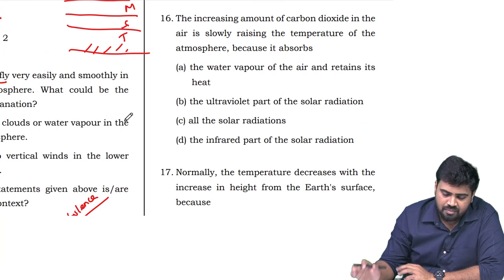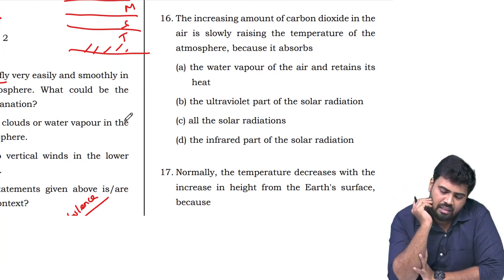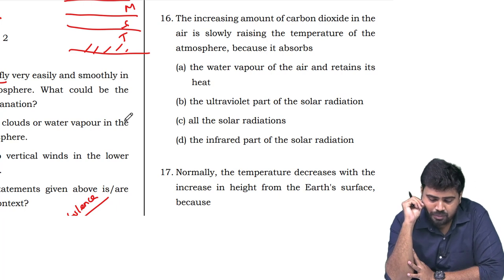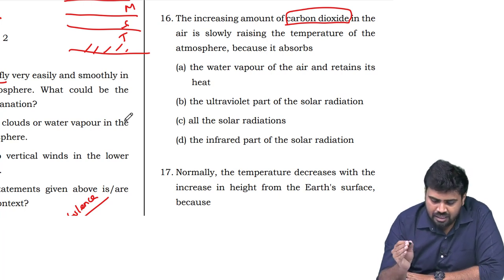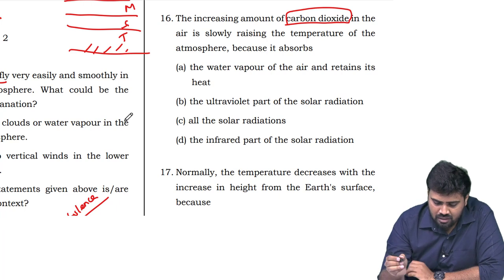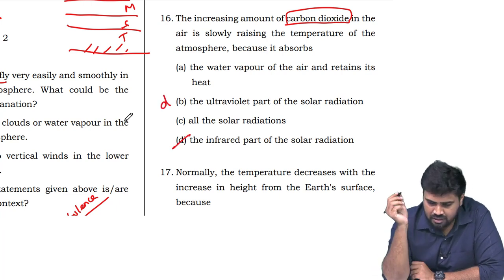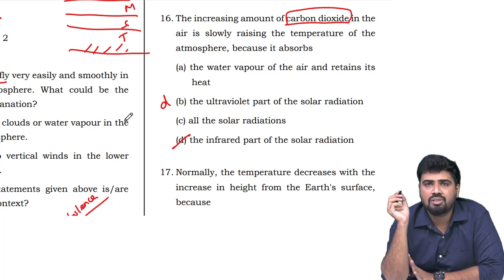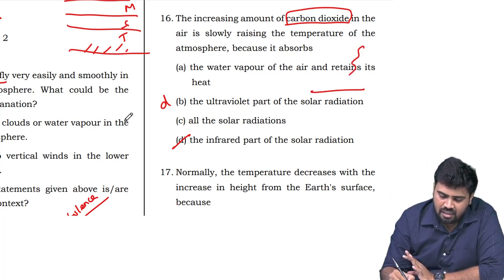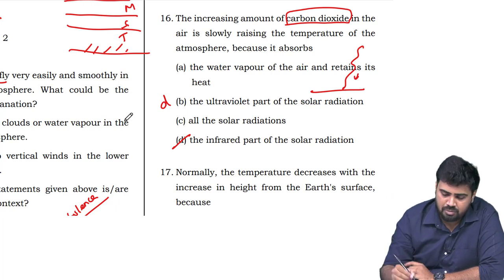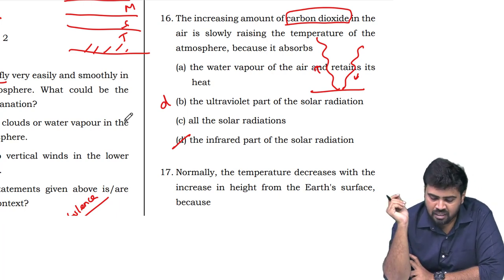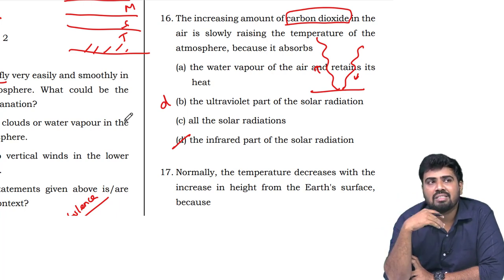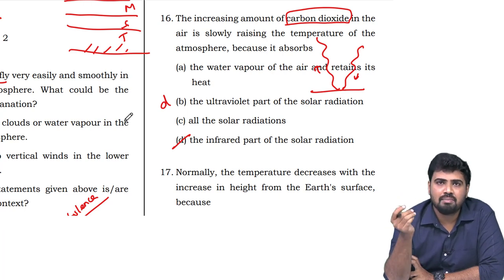Okay, 16. The increasing amount of carbon dioxide in the air is slowly raising the temperature of the atmosphere because it absorbs. See, carbon dioxide is a greenhouse gas, you know that. It absorbs infrared radiation. So 16, option D, infrared part of solar radiation. Earth receives short wave radiation as energy from the sun. When it is reflected back from the surface or from the atmosphere, it is long wave radiation. These long wave infrared radiations are absorbed by carbon dioxide, which increases the average global temperature.